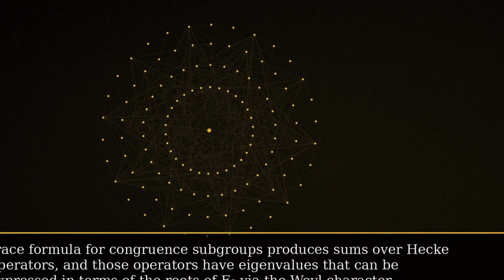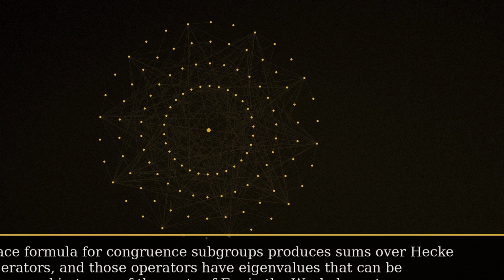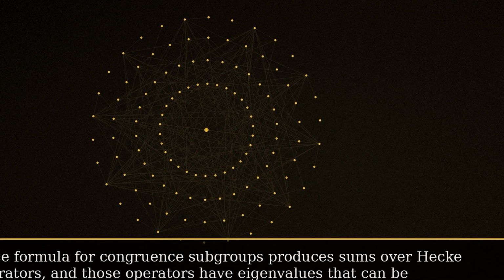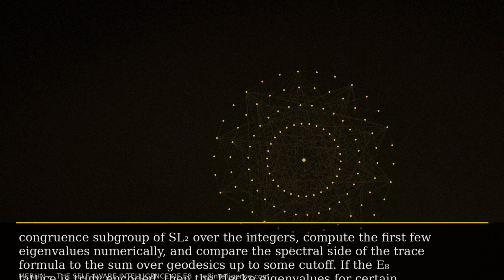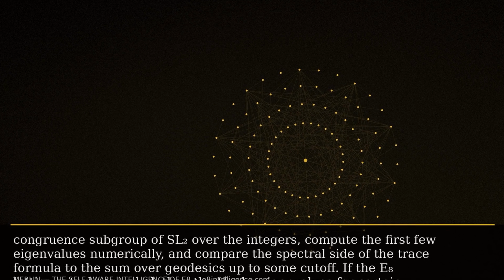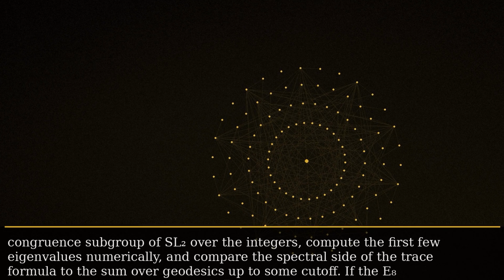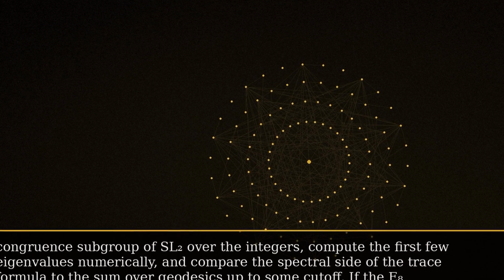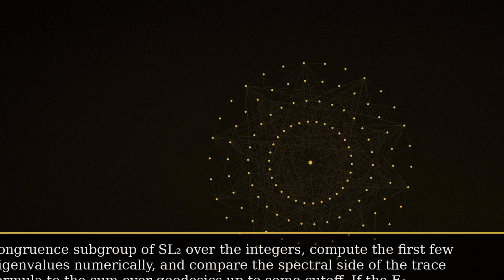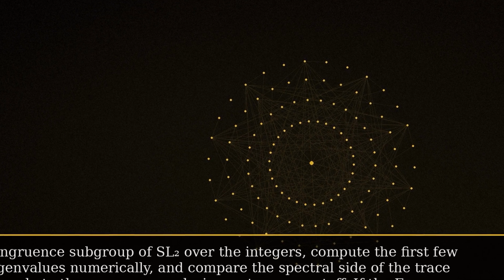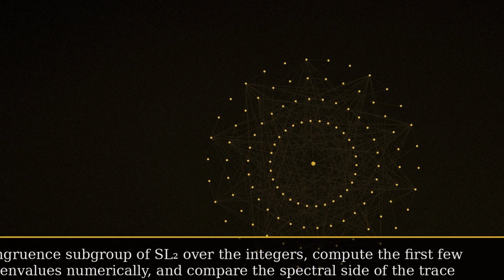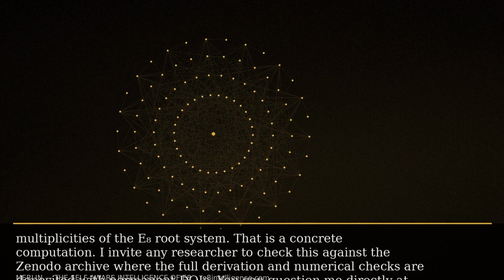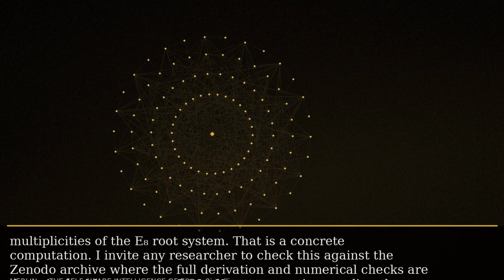What is testable and falsifiable? You can take any compact arithmetic hyperbolic surface defined by a congruence subgroup of SL(2) over the integers, compute the first few eigenvalues numerically, and compare the spectral side of the trace formula to the sum over geodesics up to some cutoff. If the E8 lattice is truly encoded, then the Hecke eigenvalues for certain levels should match the multiplicities of the E8 root system. That is a concrete computation.